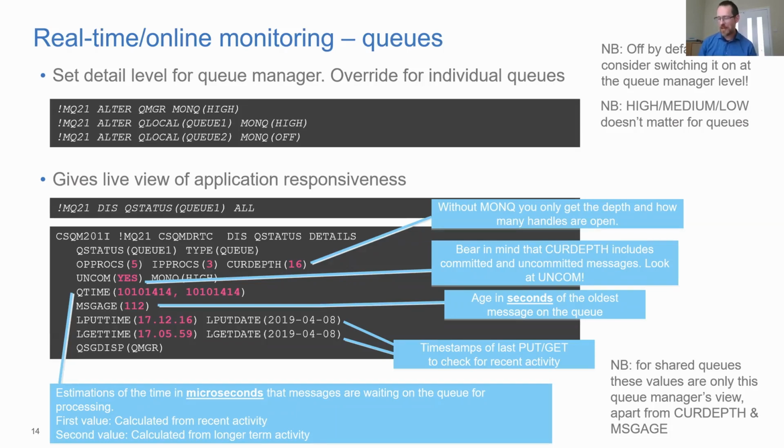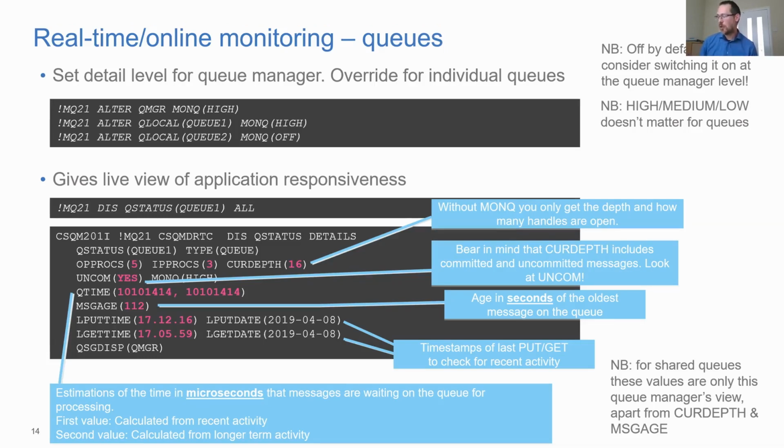for understanding what's going on with your queues. Everyone cares about their queues. They care about their queue depth getting high, and you get that regardless of whether real-time monitoring is on or not. But a lot of the things on here, other than the OPPROCS, the IPPROCS, and the CURDEPTH, are things you have to enable. And basically, if you haven't got them on, you should.